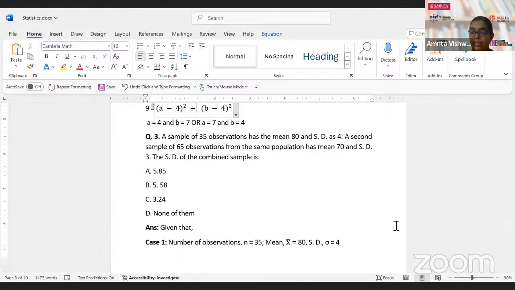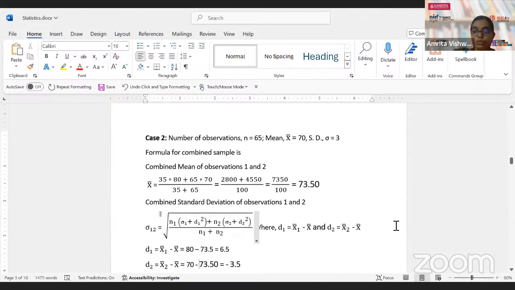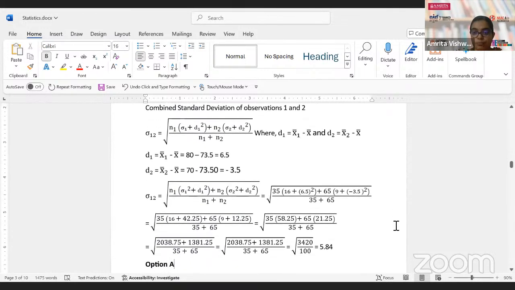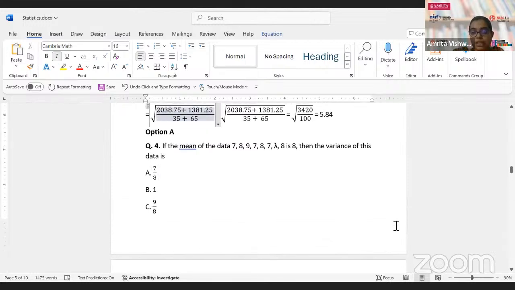Because they have given a sample with this many observations. Their mean is this, their standard deviation is this. Same thing, they have given a separate sample. They have given the number of observations, the mean, and the standard deviation. If you know the formula for the combined sample mean and standard deviation, you can directly substitute and get the answer. So please note down all these formulas in the notebooks that you are studying.